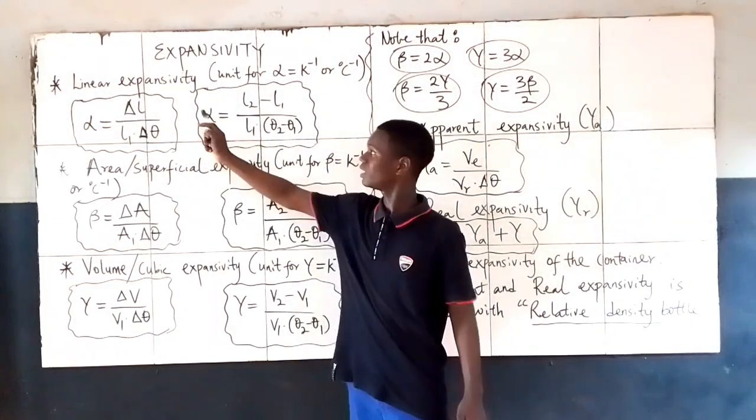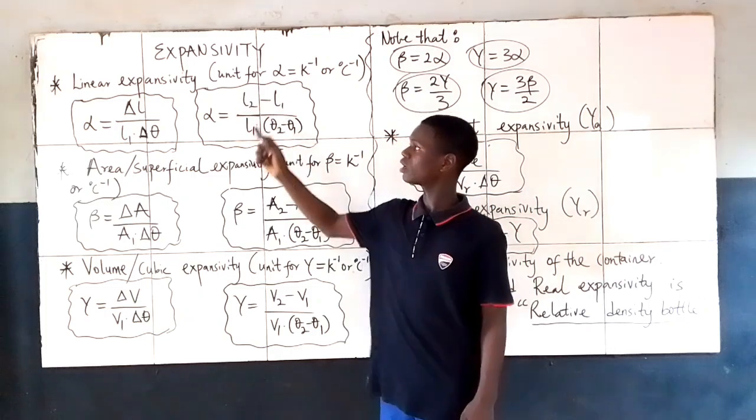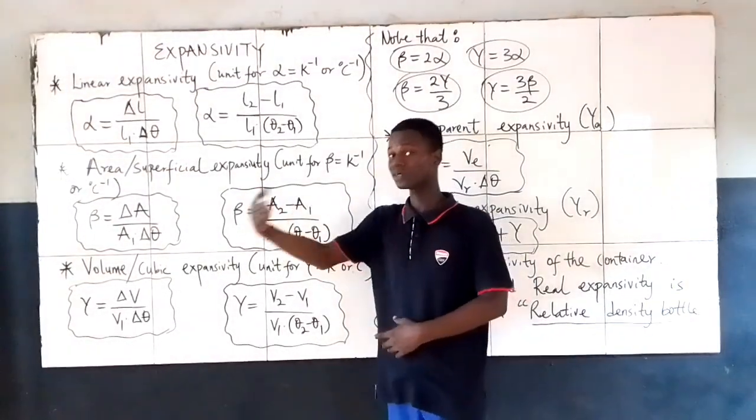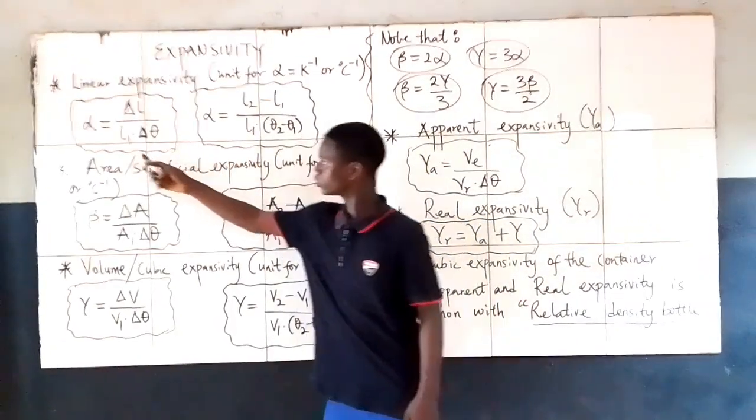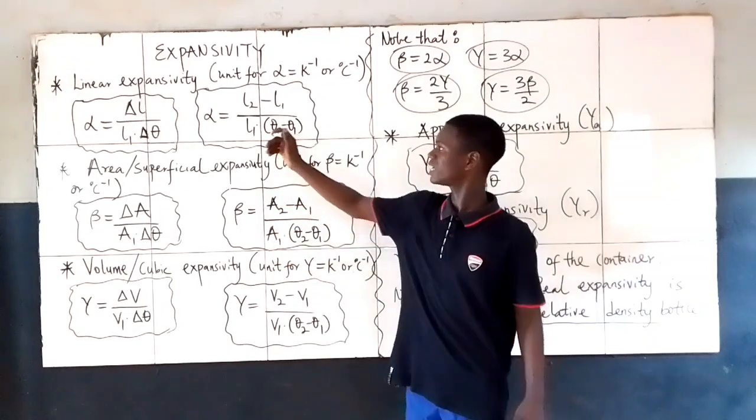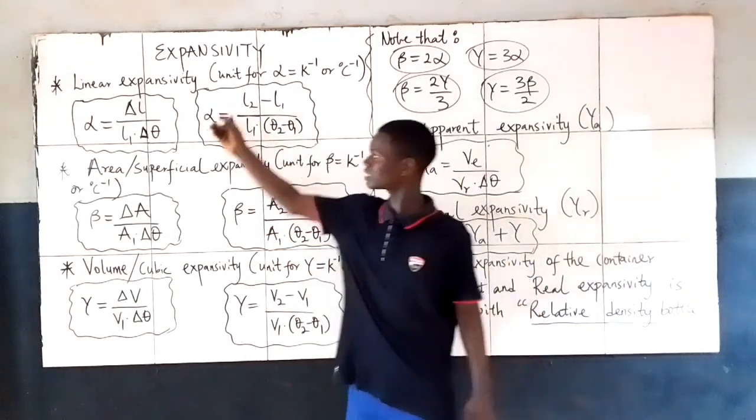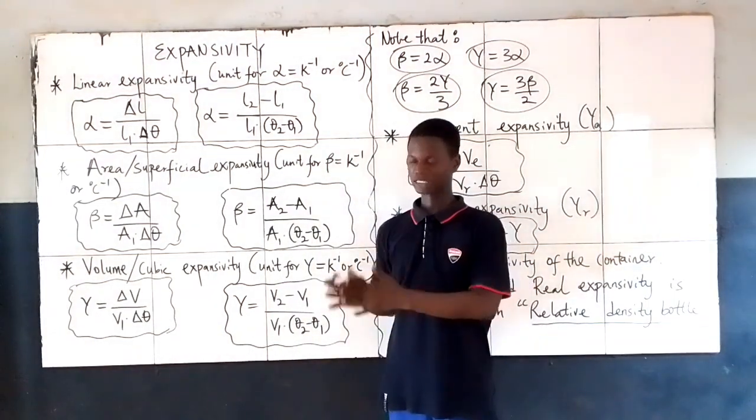If I was to expand this, I will have this: linear expansivity alpha is equal to L2 minus L1, which stands for change, that is the final length minus the initial length, all over L1 times the change in temperature, which is expanded as theta 2 minus theta 1. So this and this are the formulas for linear expansivity.